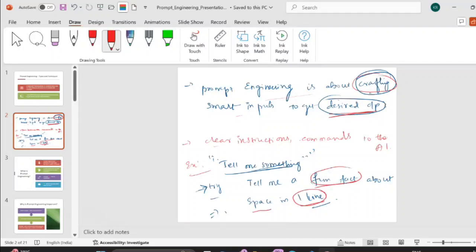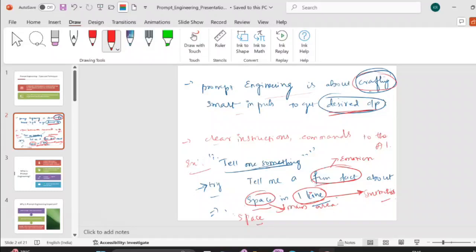Emotion, main area, and finally instruction. So when we provide the second input to ChatGPT, it will give a better output, which is mainly on space itself.